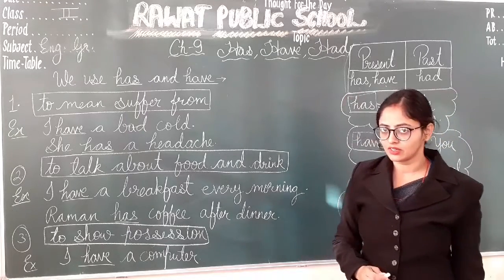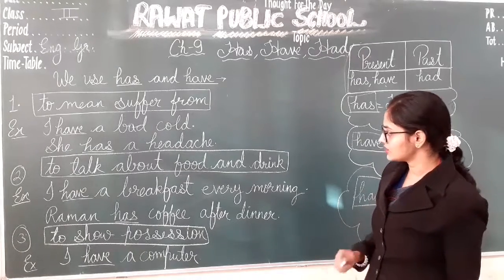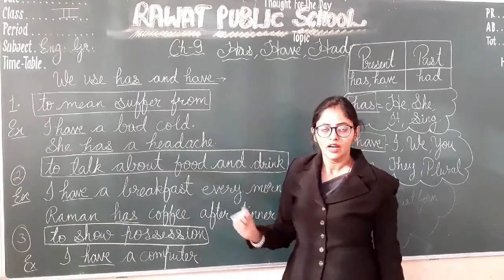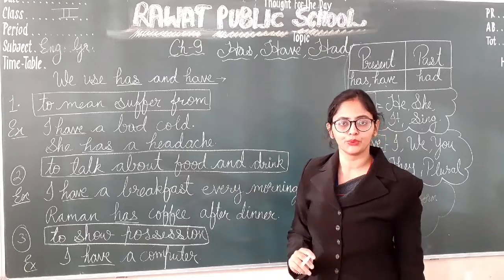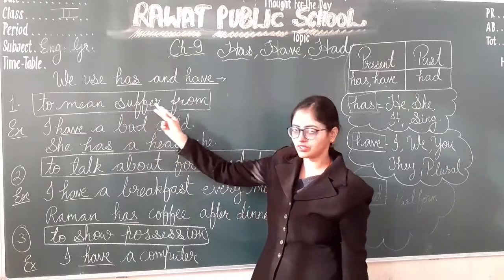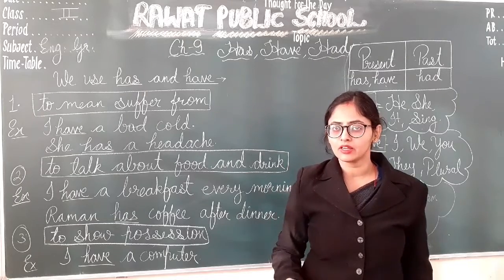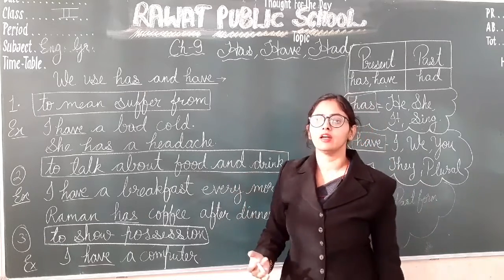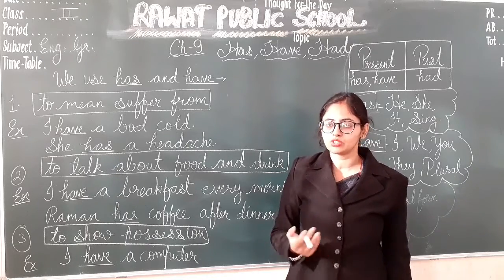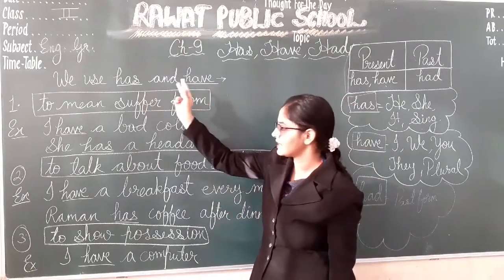Okay? Now we will see the rules. हम has और have कहाँ use कर सकते हैं. Only three I am telling here to you. The first is, see here on the board, we use has and have to mean suffer from. जब हम किसी डिसीज से, या अगर हम इल हैं, हम बीमार हैं, हम किसी डिसीज से सफर कर रहे हैं, that time when we are telling the disease, और जब हम बता रहे हैं कि मुझे ये हुआ है, मैं इससे सफर कर रहा हूँ, मुझे ये बीमारी हुई है, that time you can use has and have.